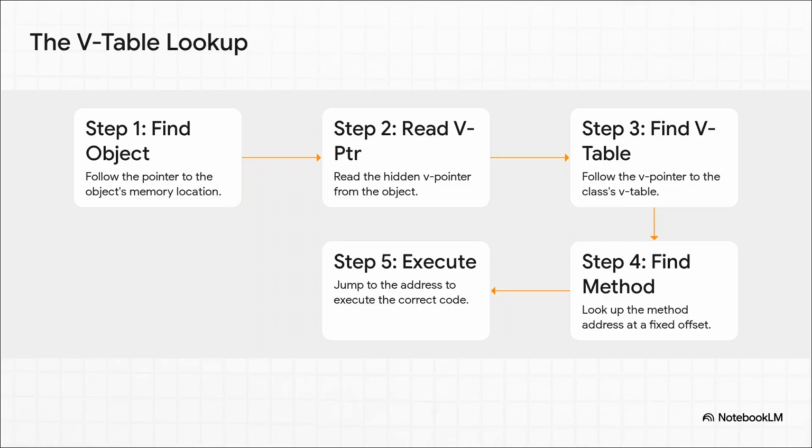All right, so check this out. Every single time you make one of these polymorphic calls, the CPU has to do this little dance. First, it follows a pointer to find the object in memory. Then it has to read a second, hidden pointer inside that object to find something called a virtual table. Then it has to follow that pointer to the table, look up the correct function at just the right spot, and only then, finally, can it actually run the code. This happens for every single call.